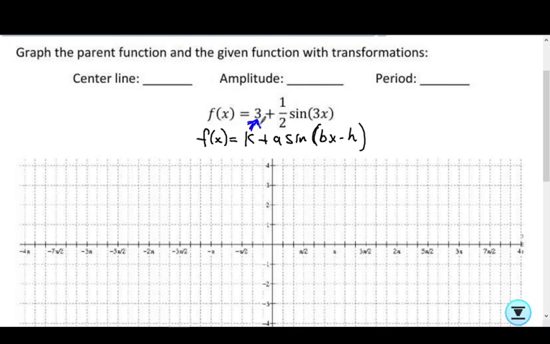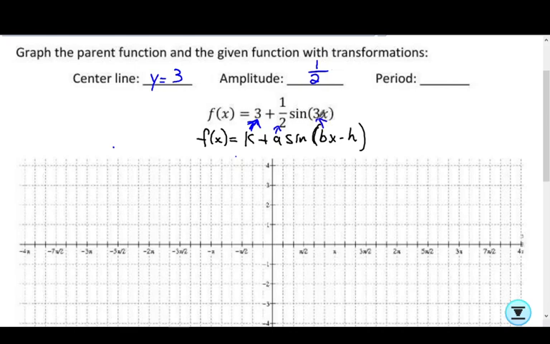K is our vertical shift. Since that's positive 3, we've gone up 3. That's also telling me that my center line is now at positive 3. So we've shifted our sine up 3. This is A. So that is my new amplitude. Originally amplitude is 1. Now it's 1/2, which means this is a vertical compression. So our maximums and minimums are going to be 1/2 away from our center line.